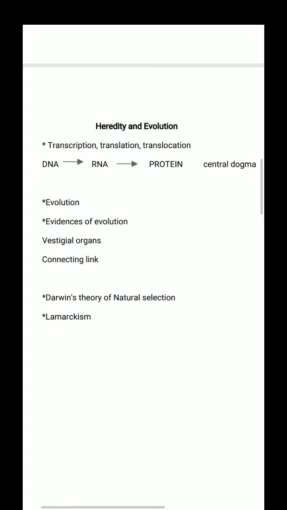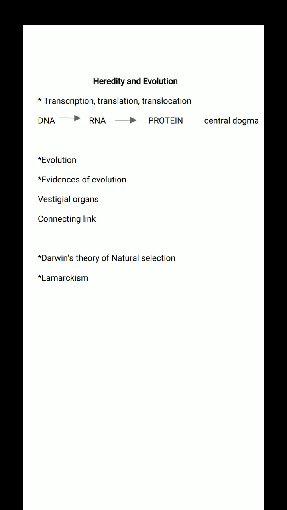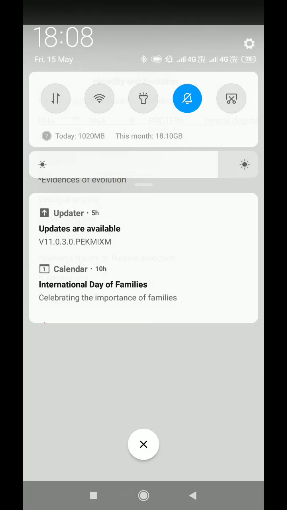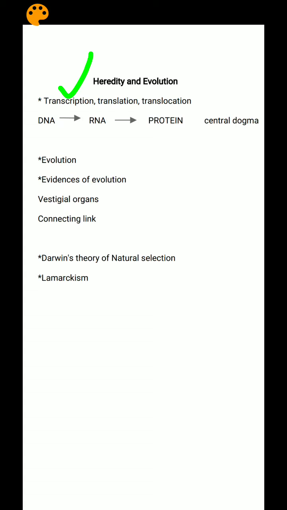So the first chapter is heredity and evolution. In this chapter there are some terms. We are going to see those terms. First is transcription. Second one is translation, and third one is translocation. We'll see one by one. Transfer of DNA to mRNA is known as transcription. Transfer of DNA to RNA is known as transcription.